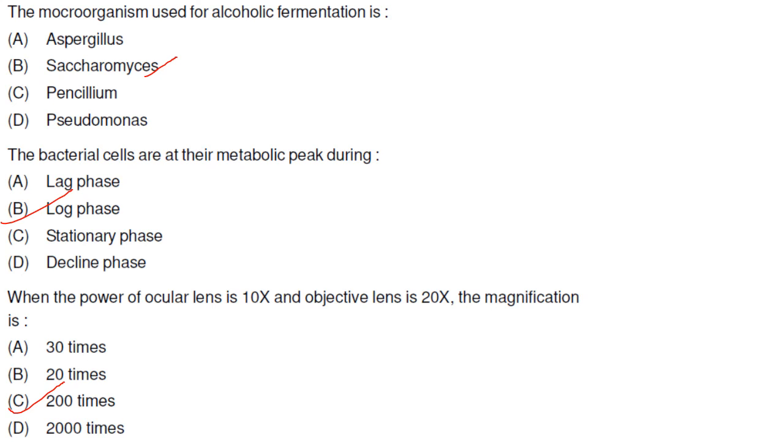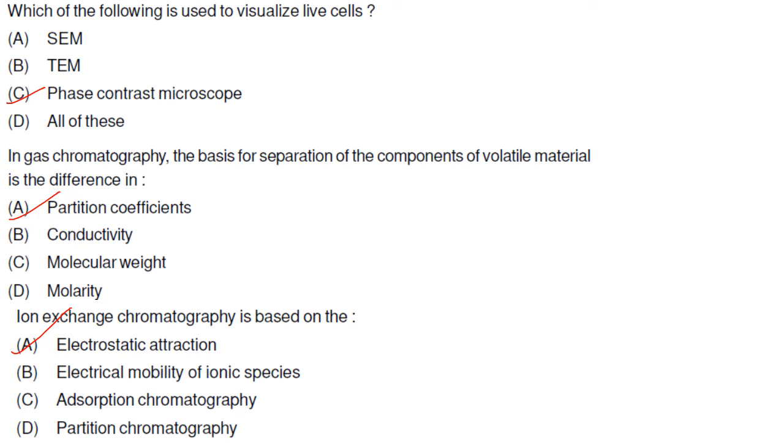Answer is B. When the power of the ocular lens is 10x and the objective lens is 20x, the magnification is, so total magnification is objective magnification into ocular magnification. So 10x into 20x, that is 200x, or 200 times. Answer is option C.